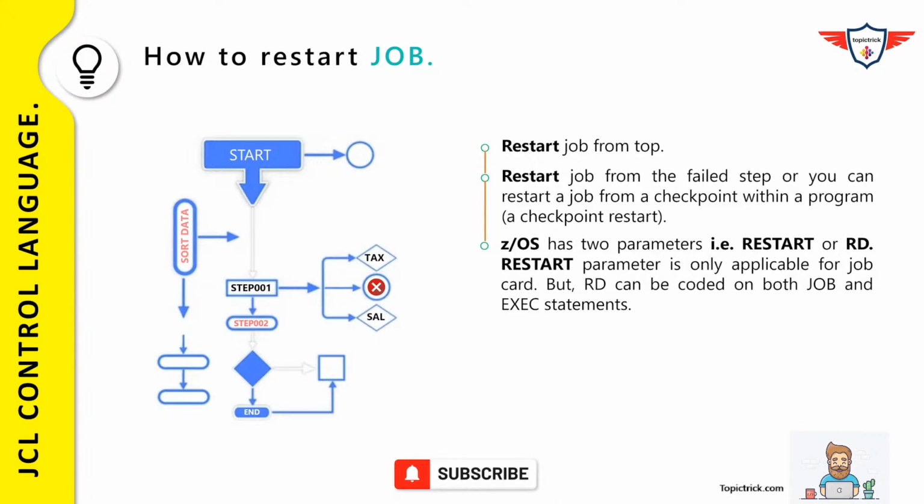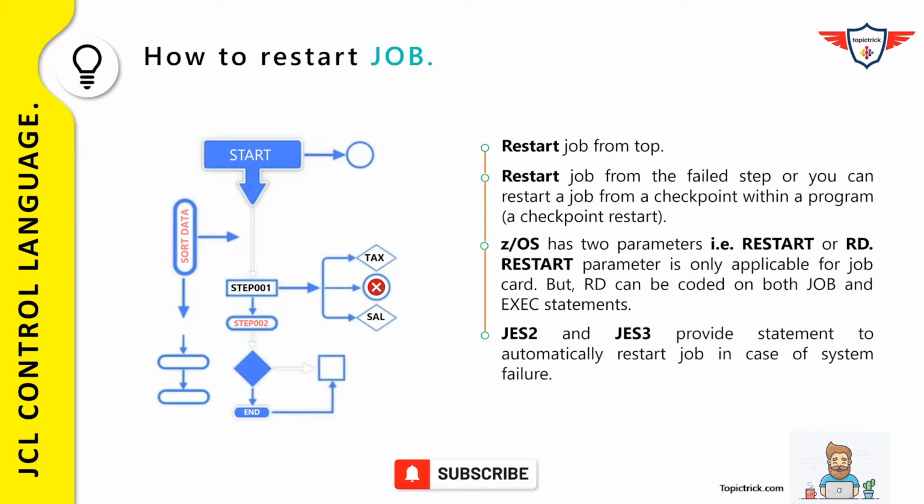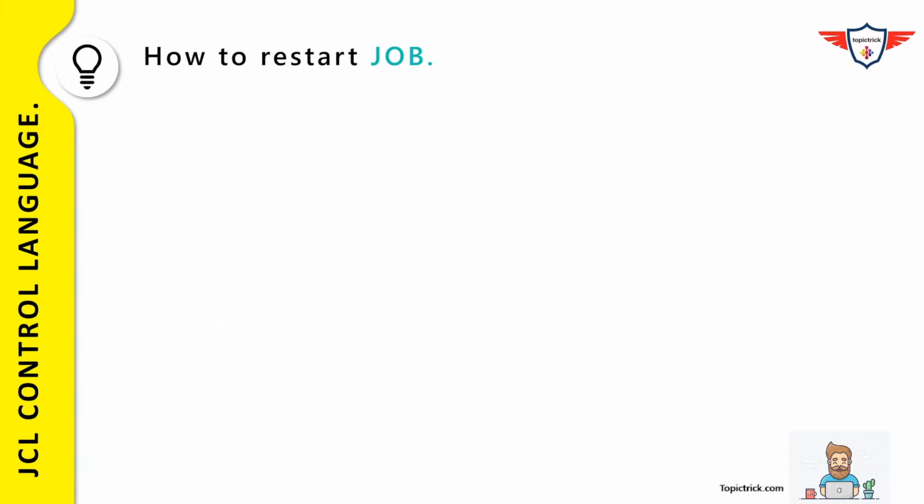In addition to this parameter, you have JES2 and JES3, and both provide statements that can be used to restart a job automatically in case there is a system failure. So in this session, we will only focus on the JCL RESTART parameter because that is very commonly used to restart your job. So now let's focus on the syntax of the RESTART parameter.